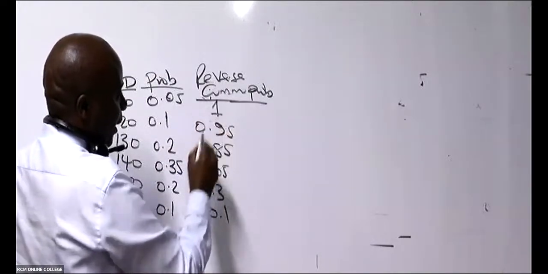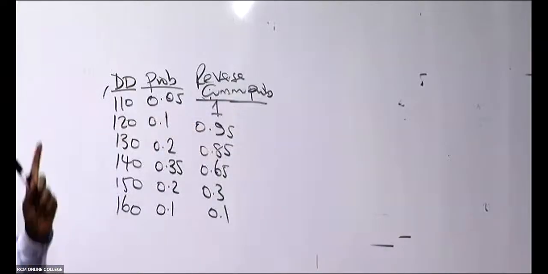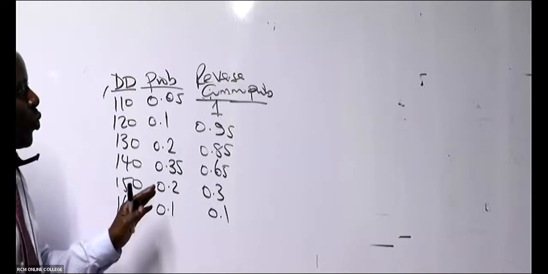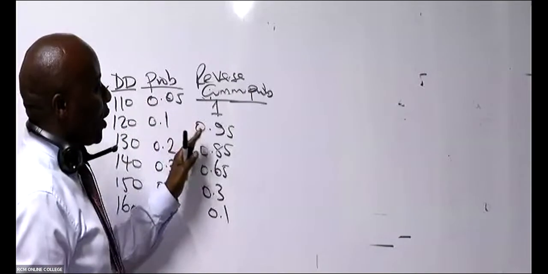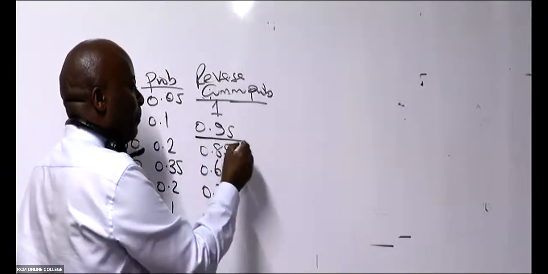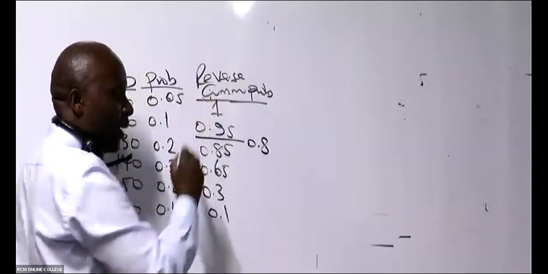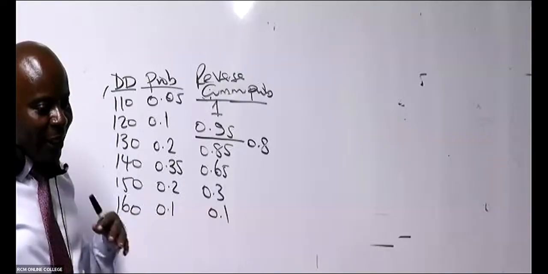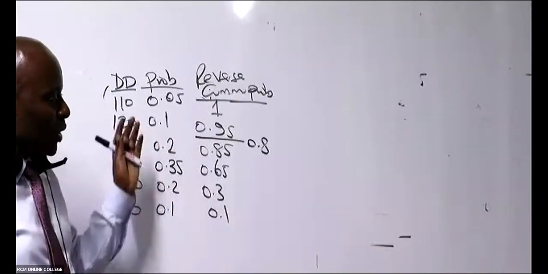Lastly, we have 1. We must always end up at 1. Always. After you have gotten these cumulative probabilities nicely, remember your probability of success is which one here? The probability of success is 0.8, isn't it? Just leave the triangle alone. Just understand this. Leave those things alone.